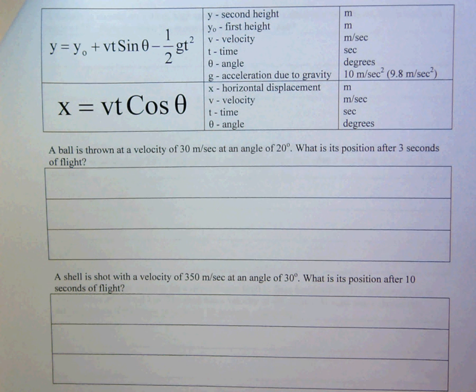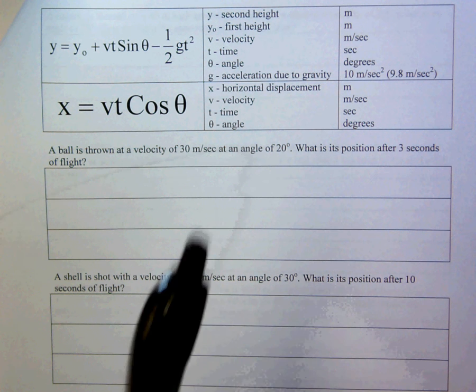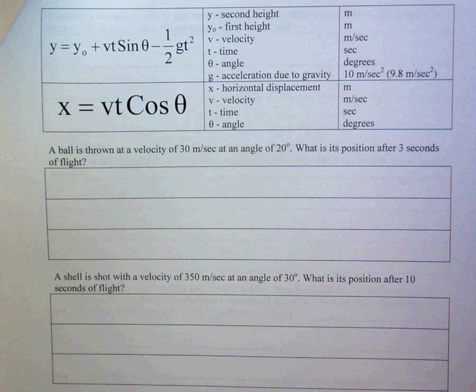Welcome back to lecture 4 of our two-dimension kinematics equations. In this one, we're still throwing it at an angle. We're not going off a cliff. We're throwing a ball or shooting a shell at an angle, and we want to know where it is at a certain time.